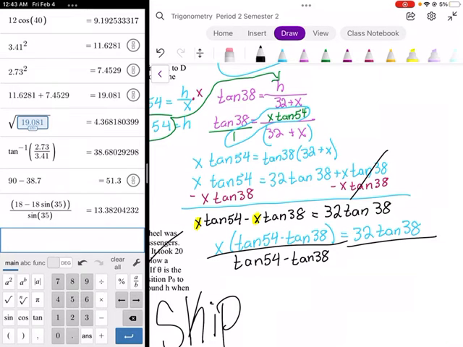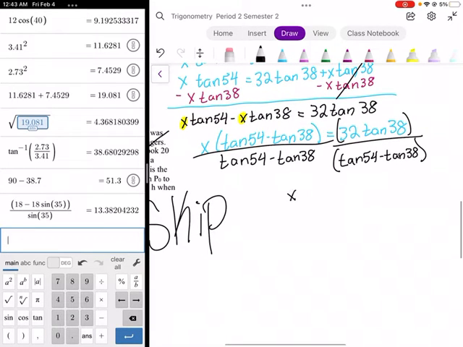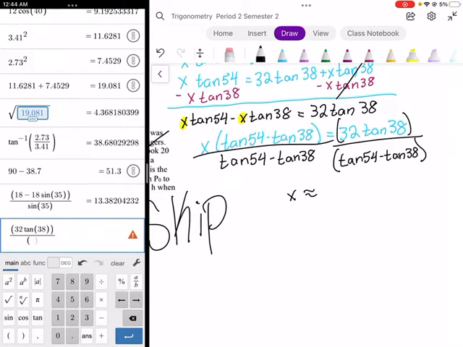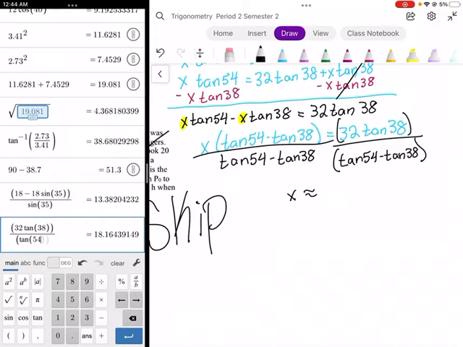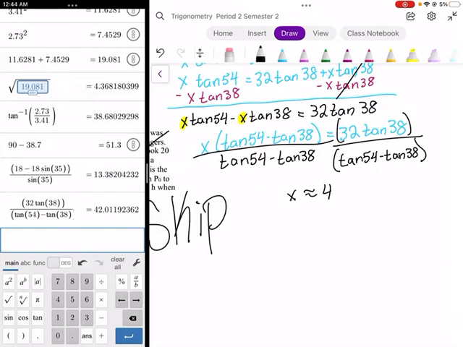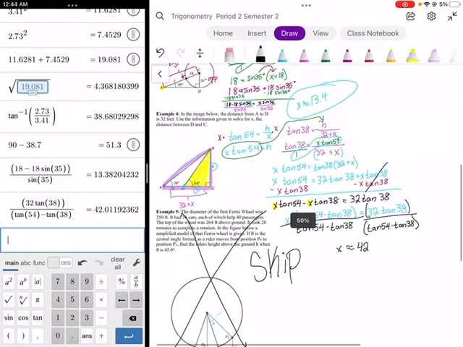And you are going to want to make sure you put parentheses around both the numerators and the denominators for this one when you're typing it into your calculator. That way we know for sure that we're going to get the correct value for x. So for this, 32 times the tangent of 38 divided by tangent of 54 minus the tangent of 38. So we know x is about 42. And we're just going to leave it as 42.